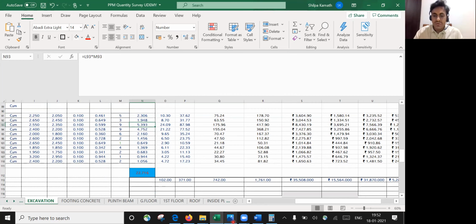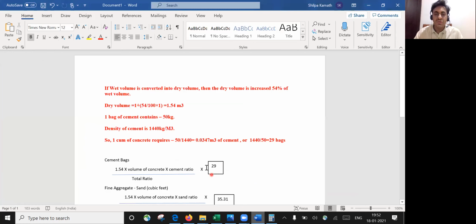If you go with the basics, when a wet volume is converted into a dry volume, the dry volume is increased by 54% of the wet volume. Sometimes it can go from 54 to 57%, but I'm considering 54% here. So dry volume will be 1 plus 54 upon 100 into 1. If you do that, 1.54 cubic meter is what I'm getting. So this 1.54 is my conversion factor.